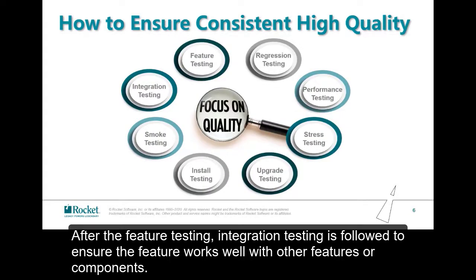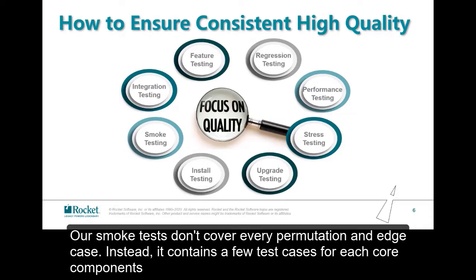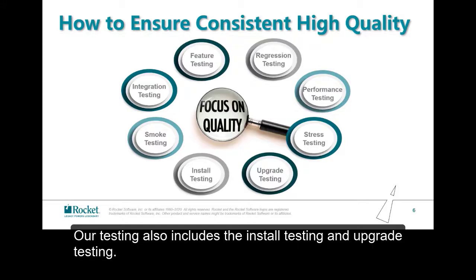After the feature testing, integration testing follows to ensure the feature works well with other features or components. Our smoke tests don't cover every permutation and edge case. Instead, it contains a few test cases for each core component to ensure the changed source code does not affect the main functionalities. Our testing also includes install testing and upgrade testing.